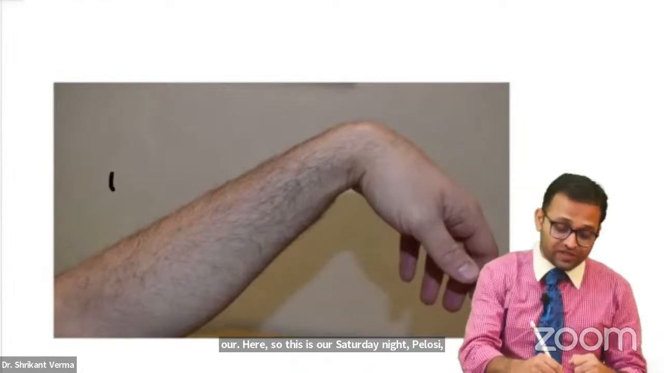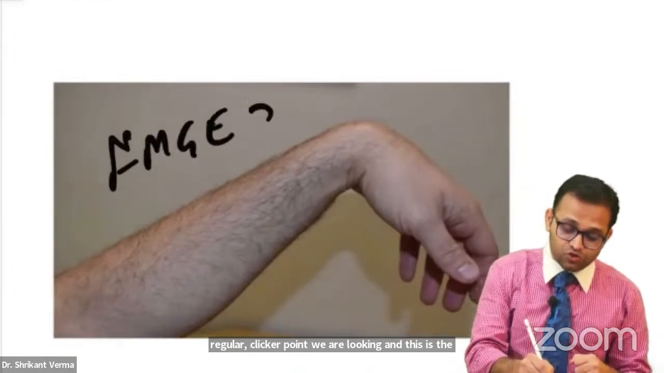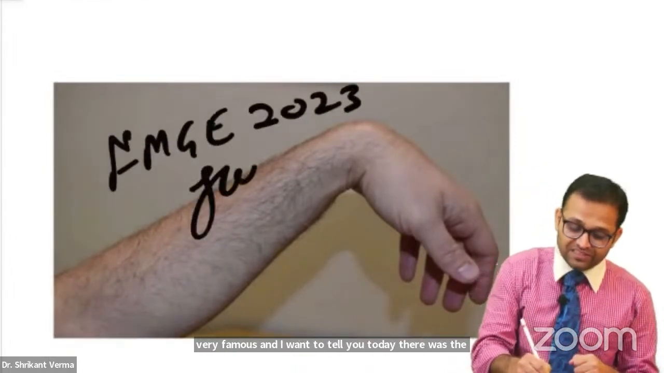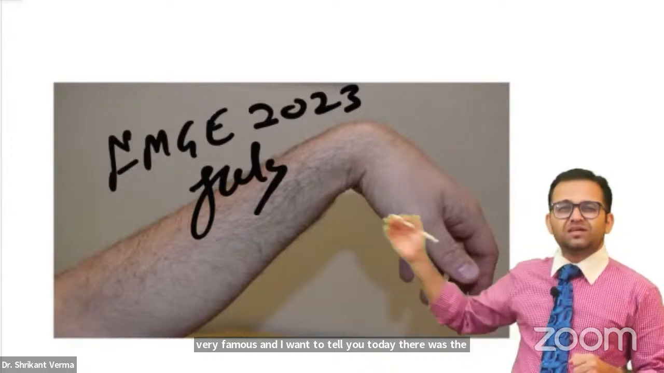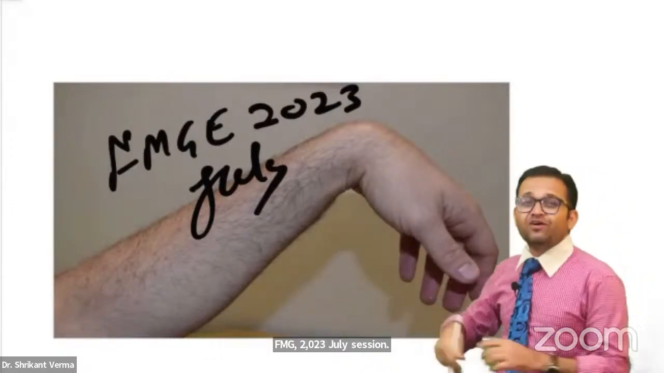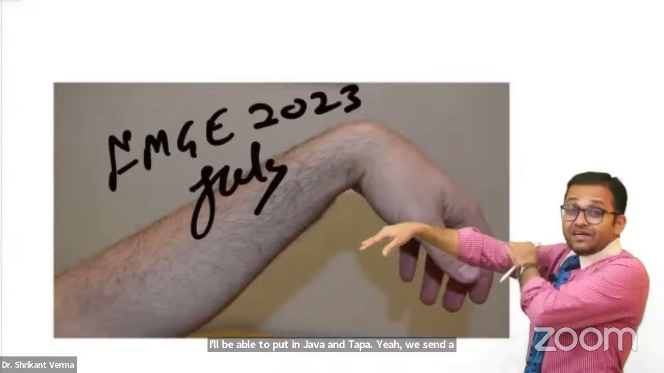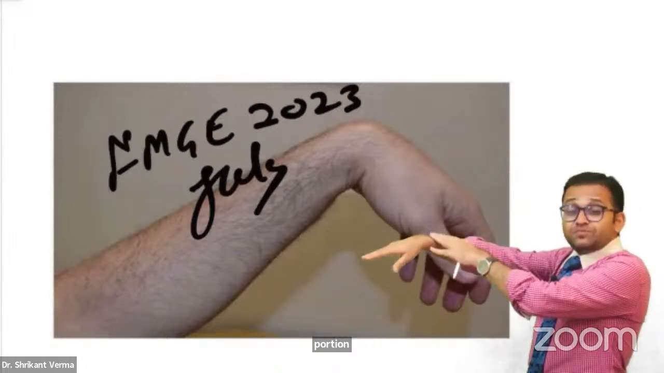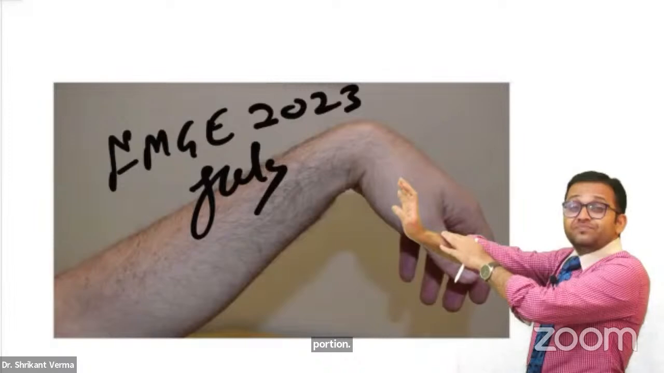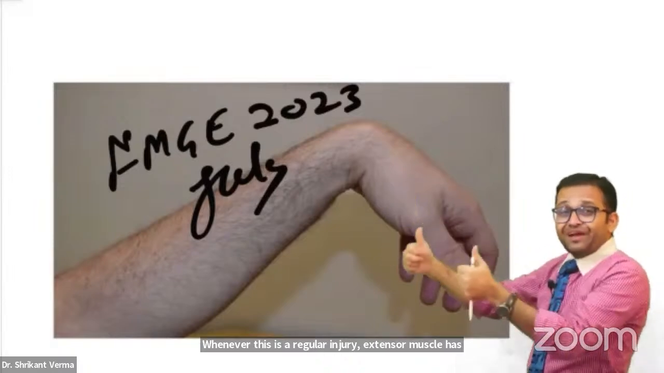And I want to tell you, there was the FMG 2023 July session that ended just 3-4 hours ago. This is a recent question. Whenever there is a radial nerve injury, the extensor muscles are lost, so the patient cannot extend the wrist, so there is wrist drop. Getting the point?